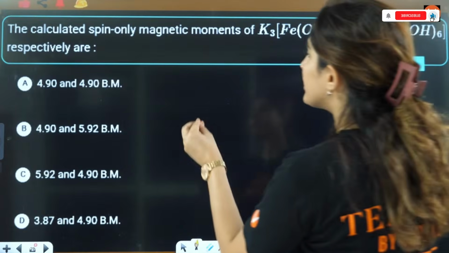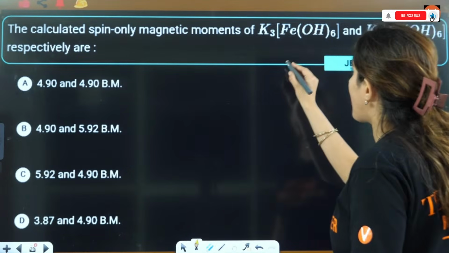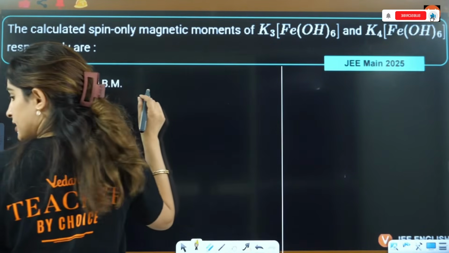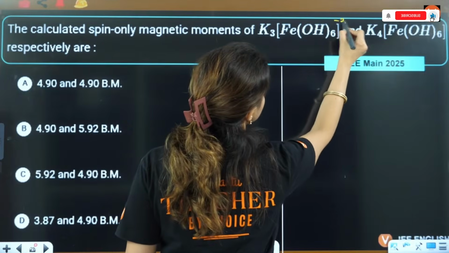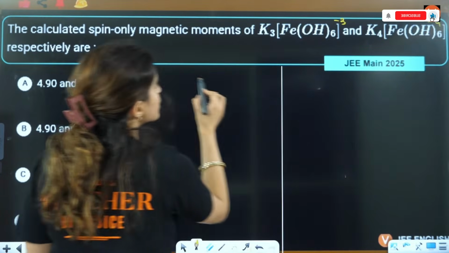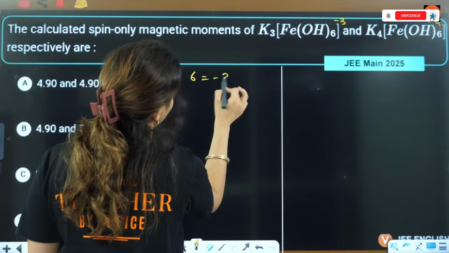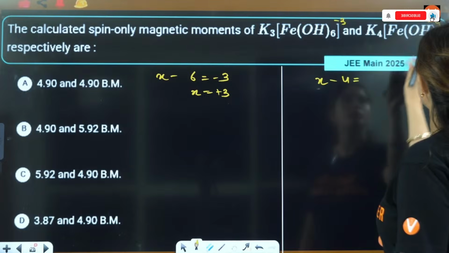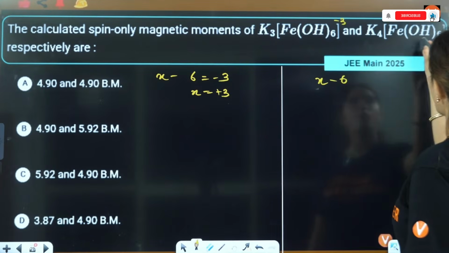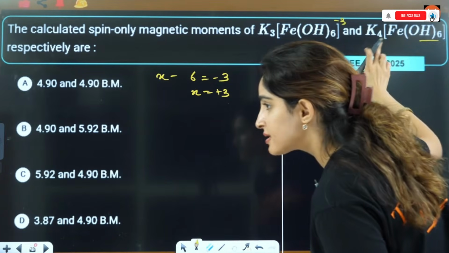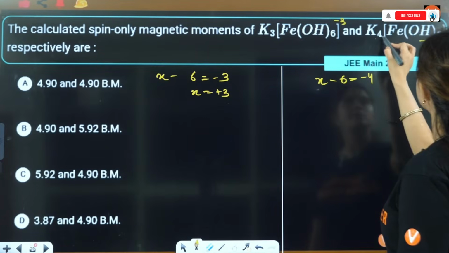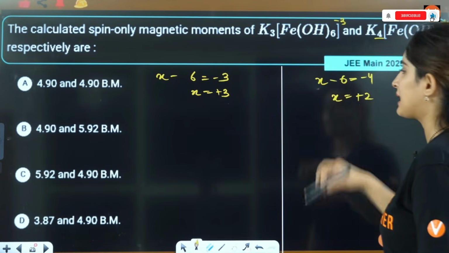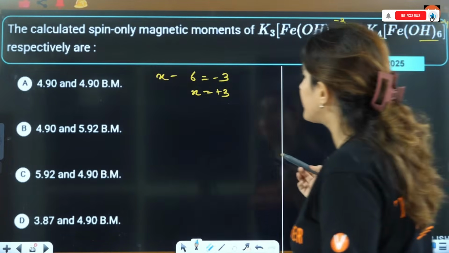It says that you have to tell the calculated spin only magnetic moment of this and this. Firstly I will tell about this one and then this one. Here the charge is minus 3, and x minus 6 equals minus 3, so x equals plus 3. For the second, x is for iron, minus 6 because OH is 6 here, equals minus 4, so x equals plus 2.